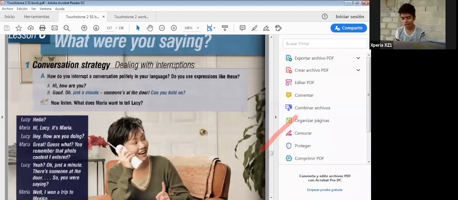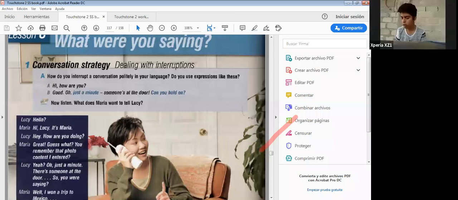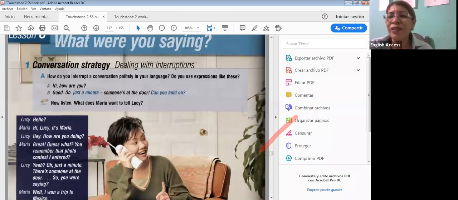Just a minute. Someone at the door. Can you hold on? Okay, so we have "just a minute" or "can you hold on?" We're going to use these expressions in order to interrupt the conversation for a moment, okay?